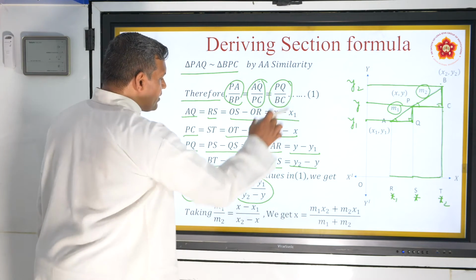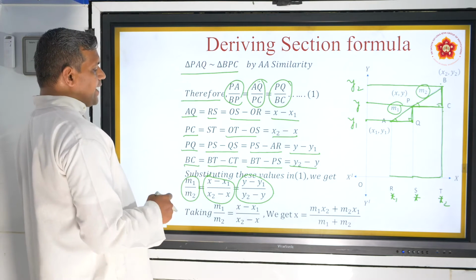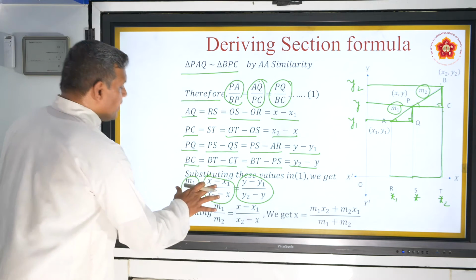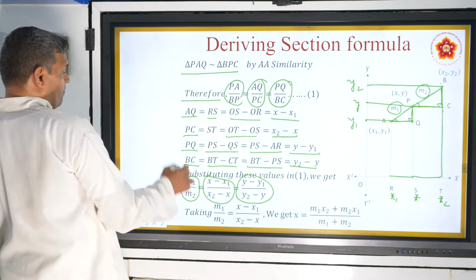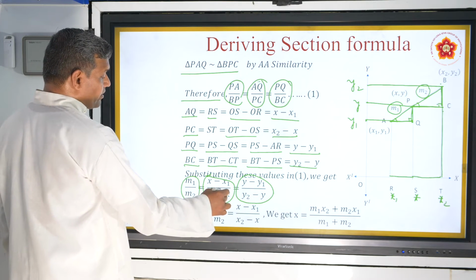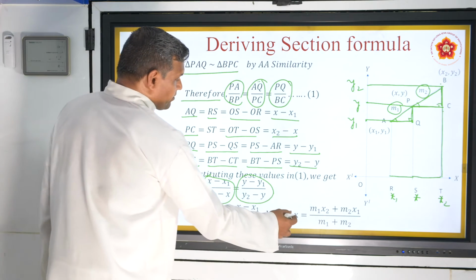I brought down this one here. Now I should get the answer. I should get the value of x and y. I am searching for x and y. So I need to equate this equation and this equation. That is m1 by m2 is equal to (x minus x1) by (x2 minus x). So I need to cross multiply and get the value of x. Here is where I got the x value.